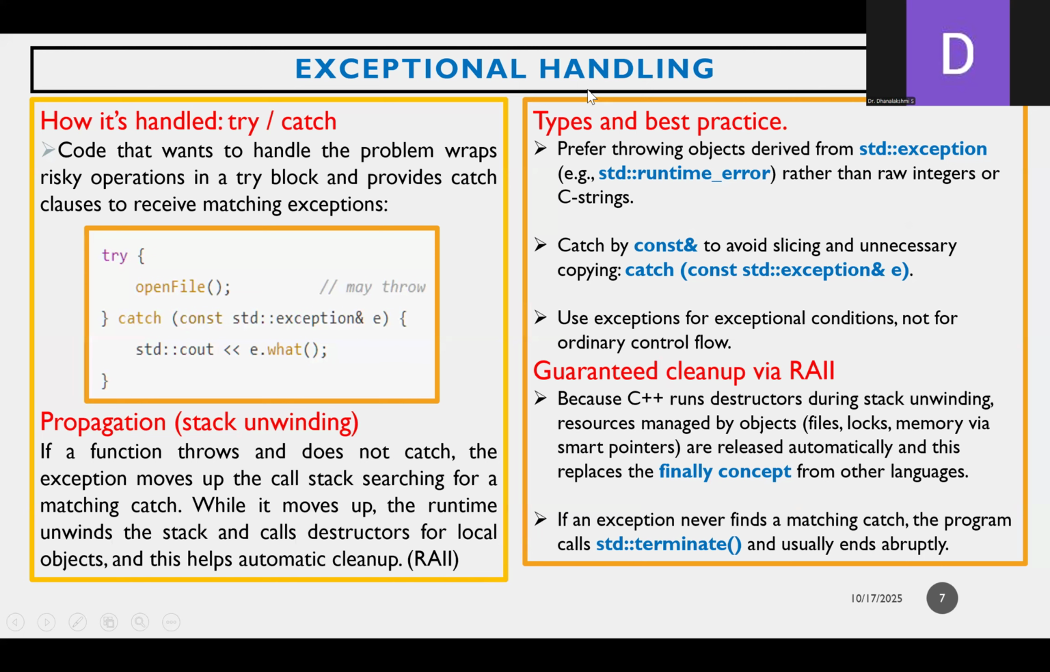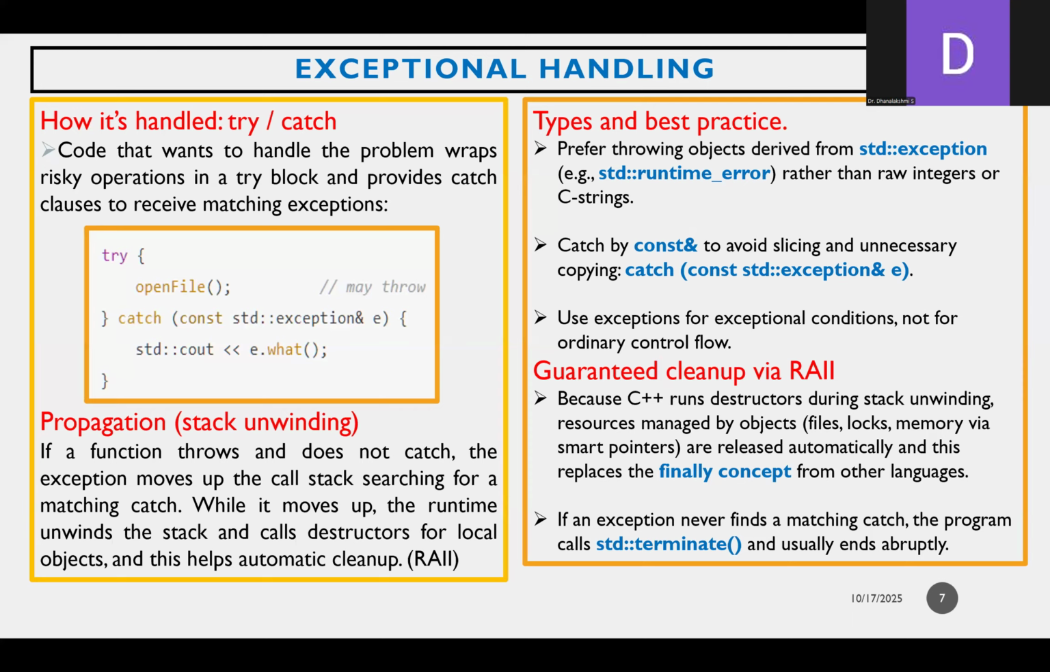The best practice is to always use exceptions derived from std::exception, rather than raw integers and C strings. Examples are std::runtime_error and all the different types of errors already in the standard exceptions. Catch by const reference, to avoid slicing and unnecessary copying. We have already seen this in the previous example.